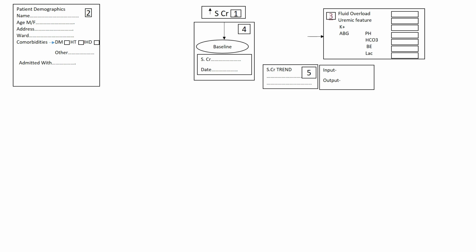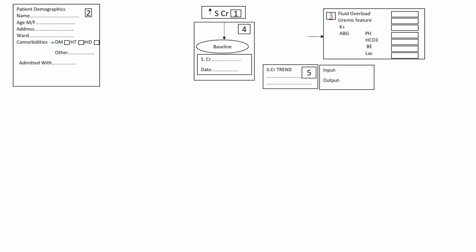But in our clinical practice, most patients do not come with a baseline creatinine. They may have been followed up in certain clinics for years, but they may never have checked creatinine in their lifetime. If it is available, we can compare the current serum creatinine with the baseline creatinine and take a decision on whether it is AKI or CKD, depending on the time duration.